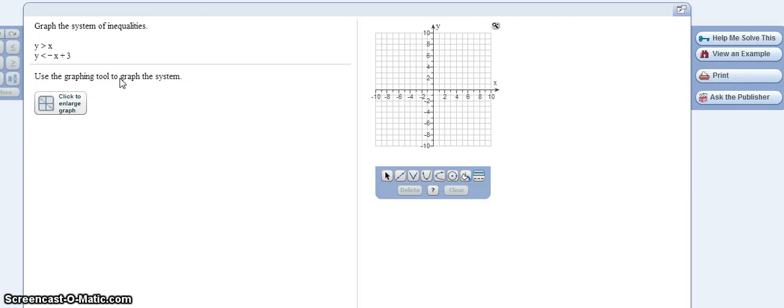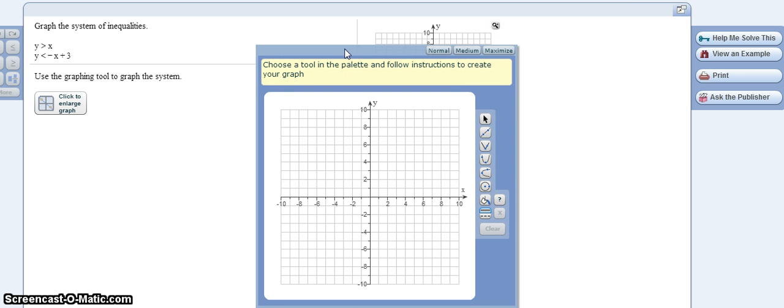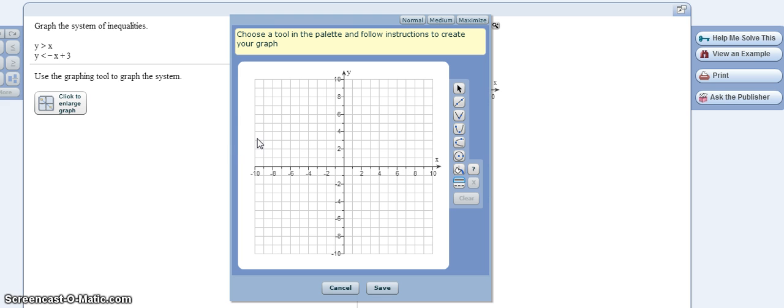Okay, for this problem we need to graph two inequalities. First one is y is greater than x. So we first just need to find out where that line would be, as if it was y equals x. So the y is already alone, so what we are going to do is grab this little line tool, and imagine that we were just graphing it as an equation first of all, just to find out where the line would be.